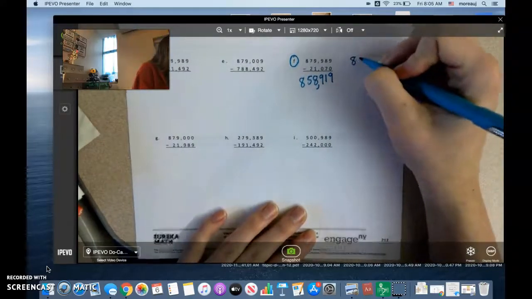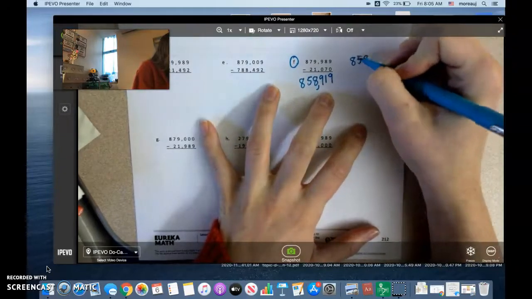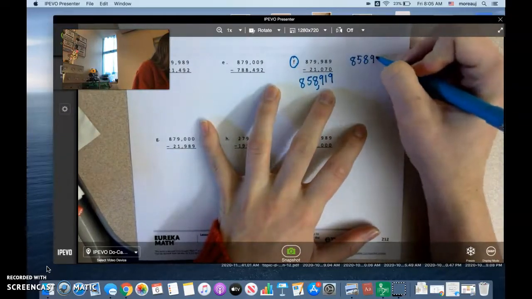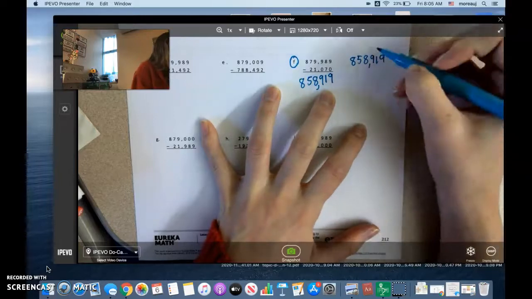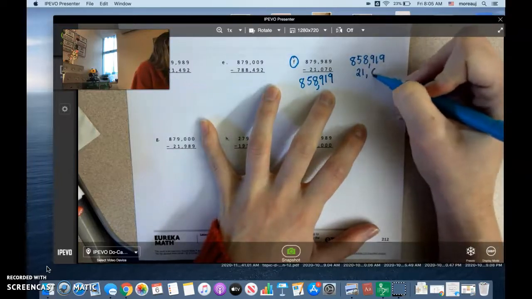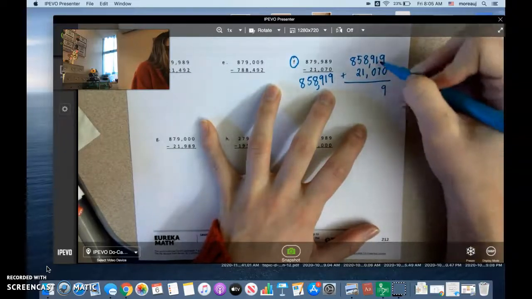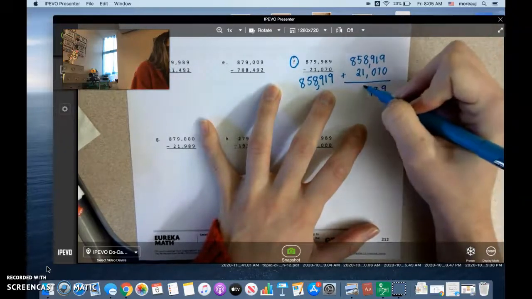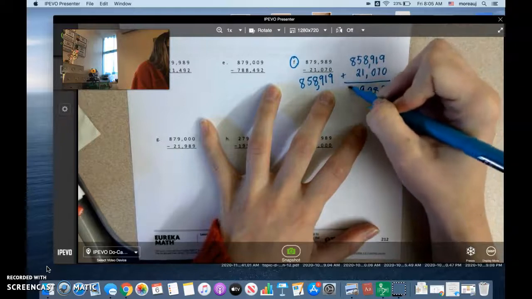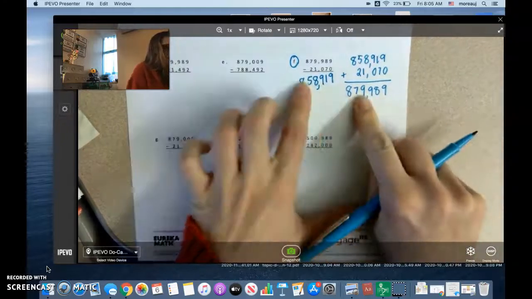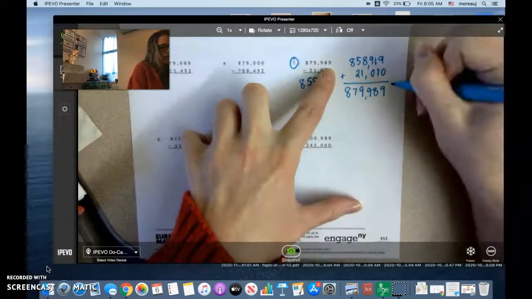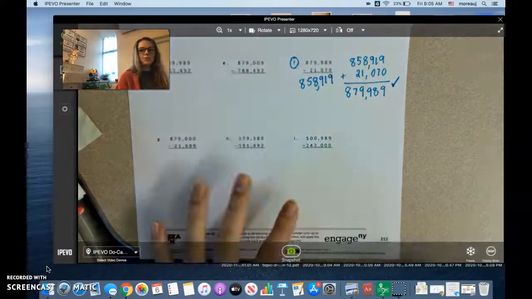So we take 858,919 and add 21,070. Let's see, 879,989. I can see that it matches.